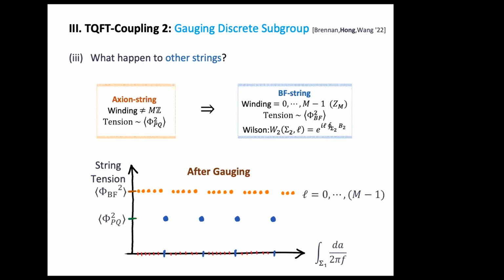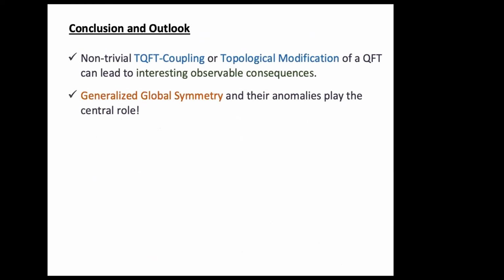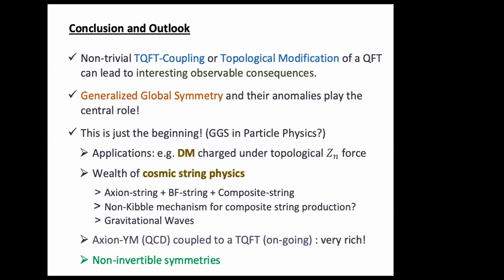And it's futuristic, but in principle, if we can carry out axion string spectroscopy, we should be able to tell which one we are talking about by measuring the energy density a bit. So with that, let me quickly conclude. I believe that non-trivial TQFT coupling, or in general topological modification of a local quantum field theory we love, can lead to very exciting, interesting, and important observable consequences. And understanding the physics of those modifications or implications, I believe that generalized global symmetry and their anomalies play an extremely important role. Also, more importantly, I believe this is just the beginning.